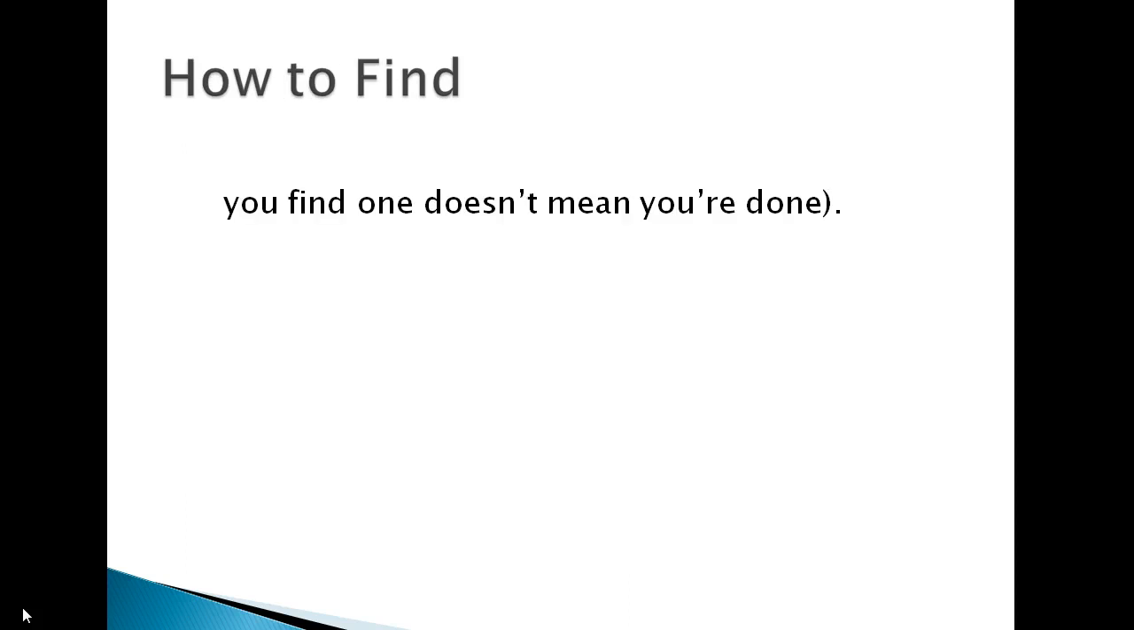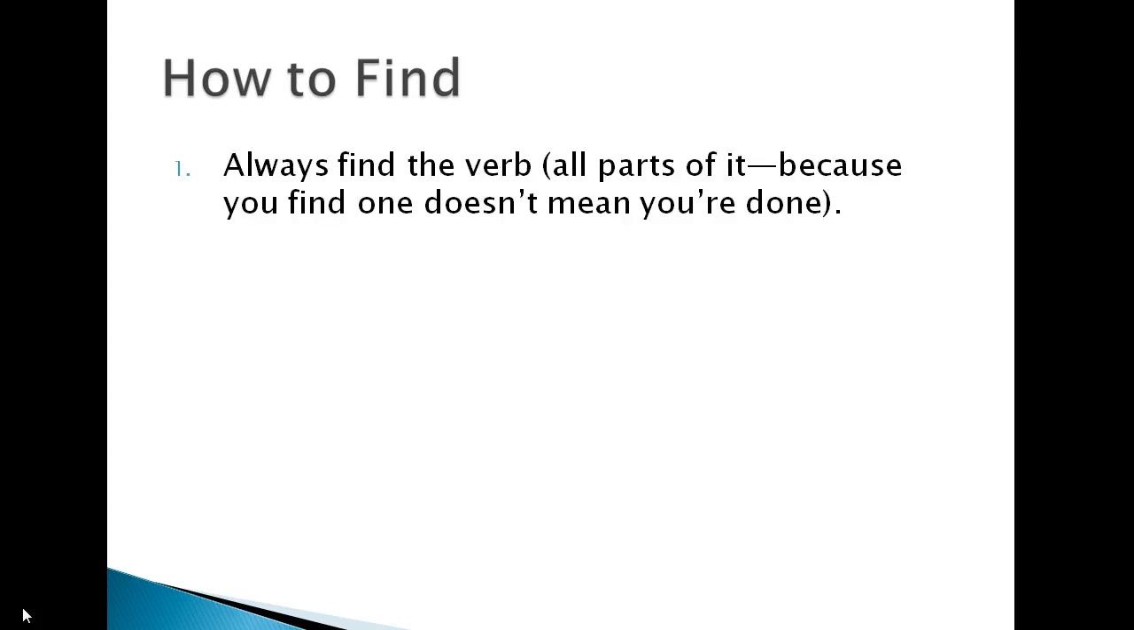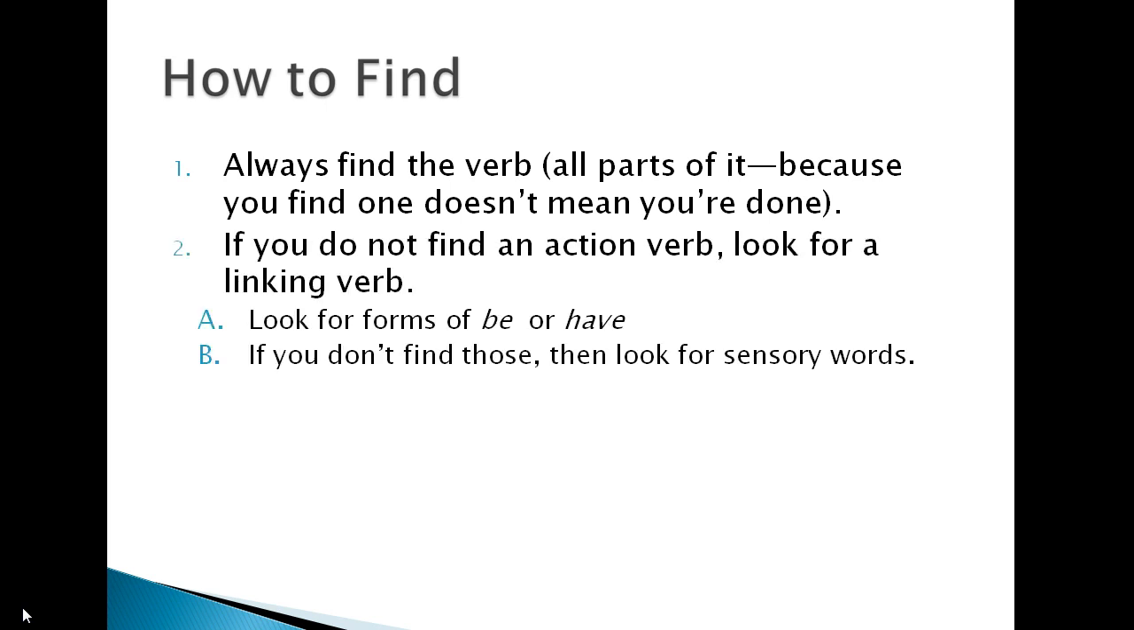How to find them. Big surprise, what number 1 is. Always find the verb, all parts of it. Because you find one, it doesn't mean you're done. You want to make sure you're looking for what type of verb you have. So, if you don't find an action verb, look for a linking verb. Remember to check out for forms of be or have. If you don't find those, then look for those sensory words. We'll see an example of this later.